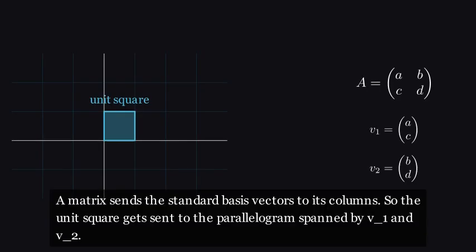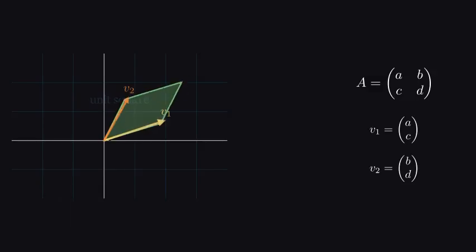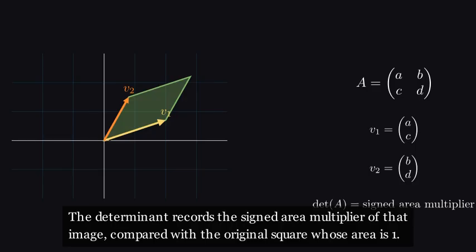A matrix sends the standard basis vectors to its columns. So the unit square gets sent to the parallelogram spanned by V1 and V2. The determinant records the signed area multiplier of that image, compared with the original square whose area is 1.